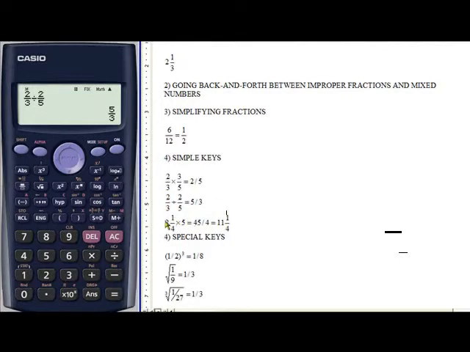Now let's try something with a mixed number. 2 1/4 times 5. Let's go to the mixed number area. 2, 1/4. 1. Down arrow, 4. Right arrow times 5 equals. And you see 45/4. And now if I want to go back to mixed number, remember what you do, second SD, and then you're going to get the mixed number notation.